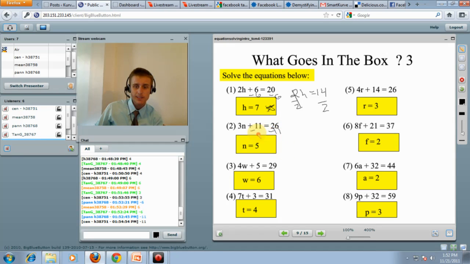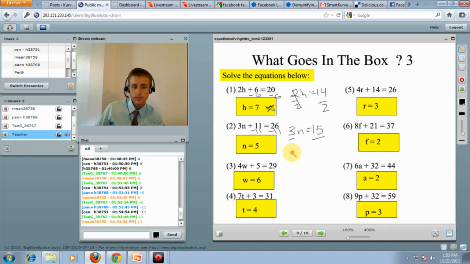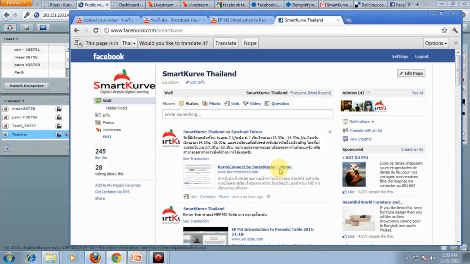In number 2, subtract what number from each side? 11, correct. Giving us 3n equals 15. Now we want the n by itself. We divide each side by what number? Correct, 3, giving us n equals 5. In number 3, subtract each side by 5.